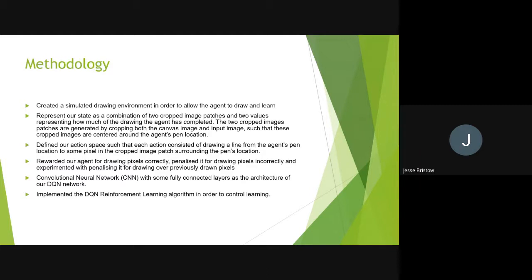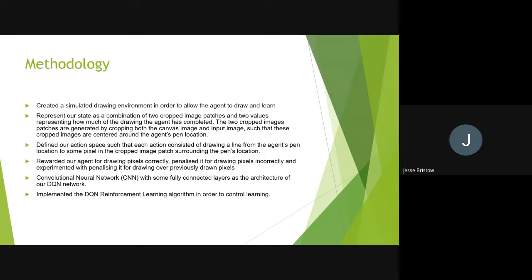For our methodology, first we needed to create a simulated drawing environment in order to allow the agent to draw and learn. We represented our state, which is essentially the information the agent has in order to make a decision. We represent our state as a combination of two cropped image patches and two values representing how much of the drawing the agent has completed. The two cropped image patches are generated by cropping both the canvas image and the input image such that these cropped images are centered around the agent's pen location.